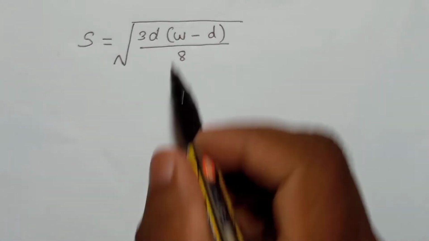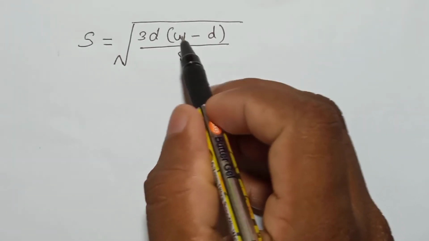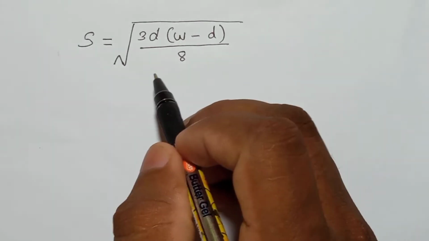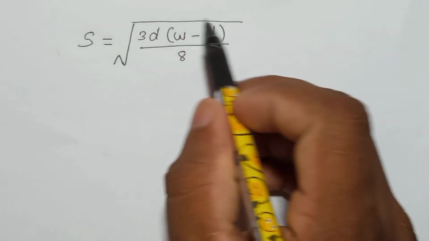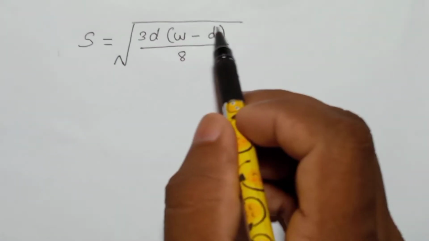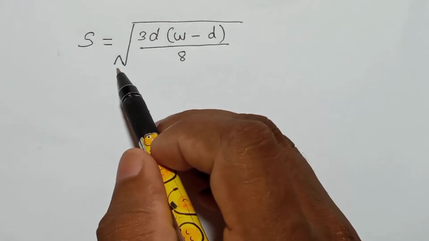Now here we need to make W the subject, right? They tell us to make W the subject. Now here you can see this completely right side we have a square root sign, right? Here, like this, you have a square root sign.